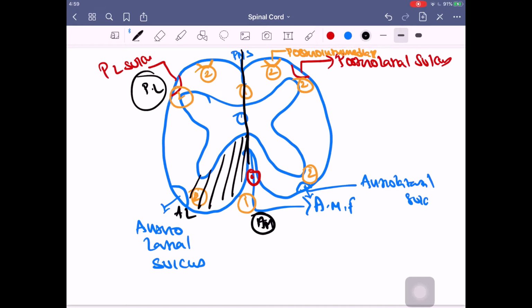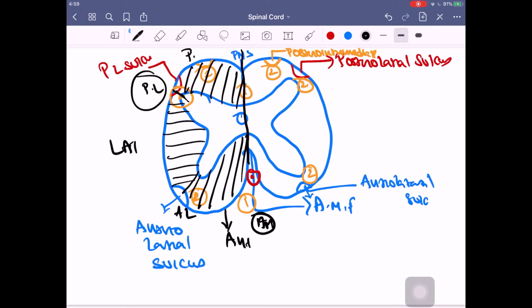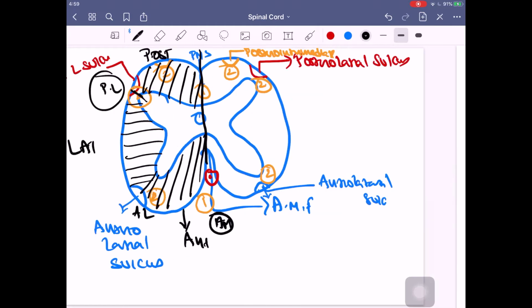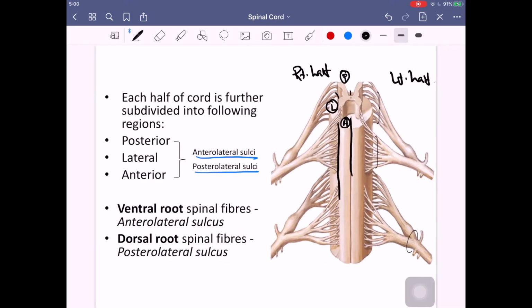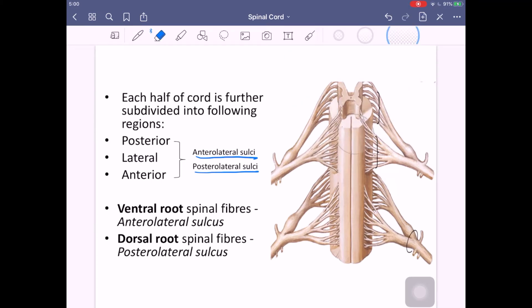So this portion which I am now covering, this part of the spinal cord can be called the anterior part, and between the anterolateral and posterolateral, this portion can be called your lateral part, and between the posterolateral and the posteromedian, this part can be called your posterior part. So these are the three divisions. Each half can be divided the same way, and we have the other side also. So here you will again have anterior left, lateral left, and then here you will have posterior left.